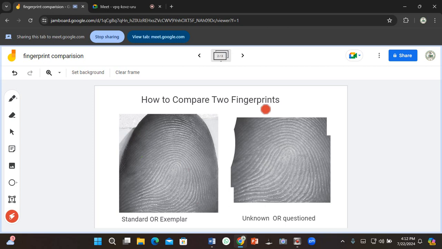Exemplar is the standard. It's also known as standard. Exemplar or standard is a reference print that you want to use to compare with the other one. Now, the standard or the exemplar may be inside the database, or maybe the one that was collected from an individual, maybe a suspect that you want to either confirm that he was a culprit or criminal, or you want to use it to exonerate him.